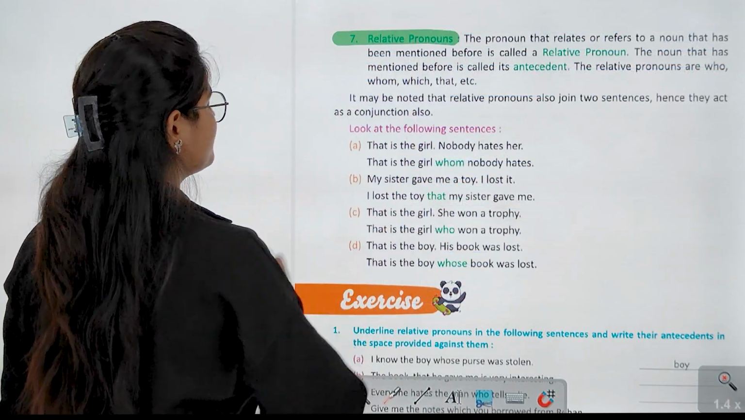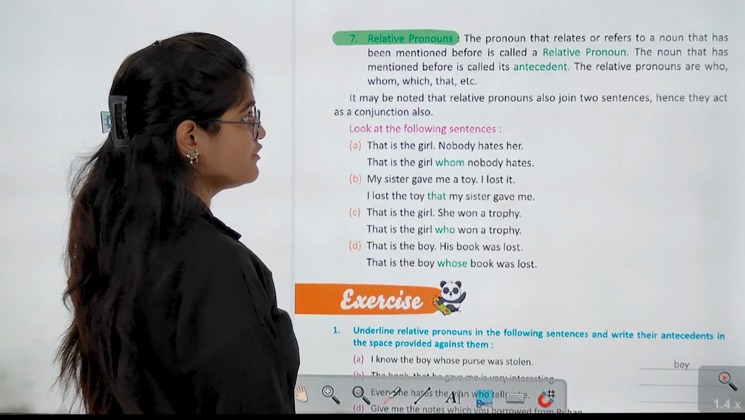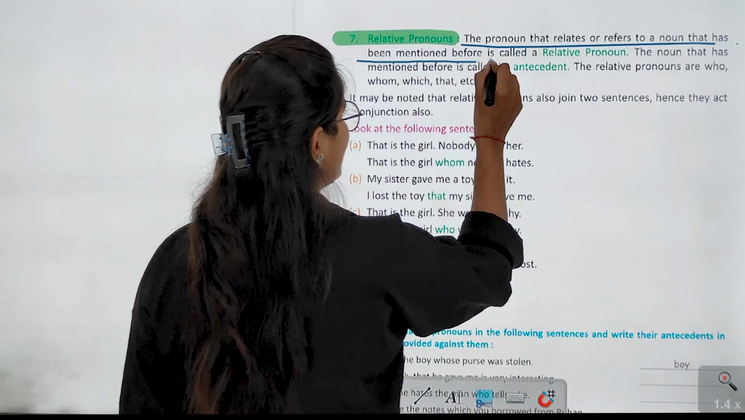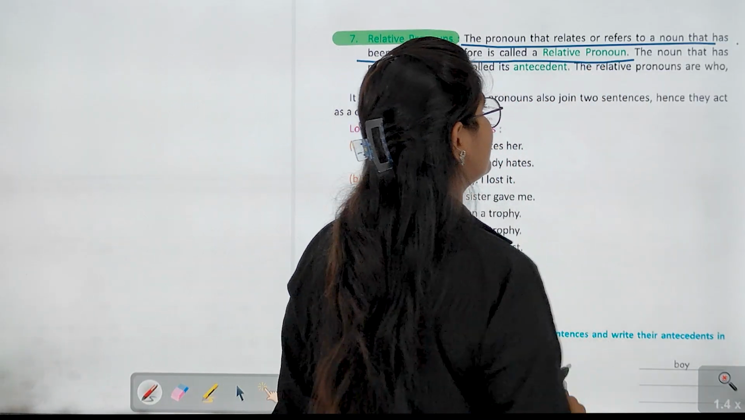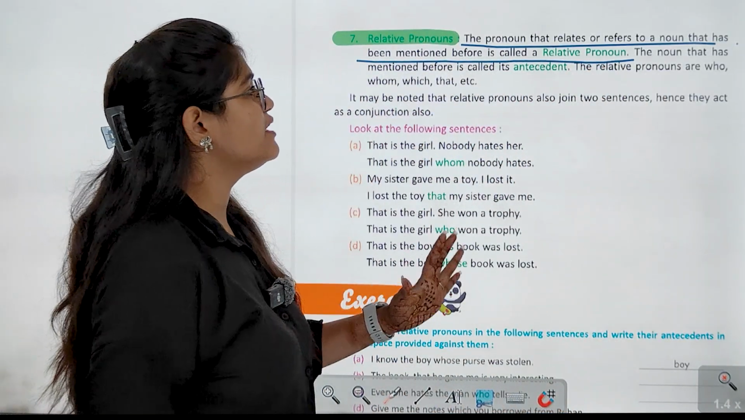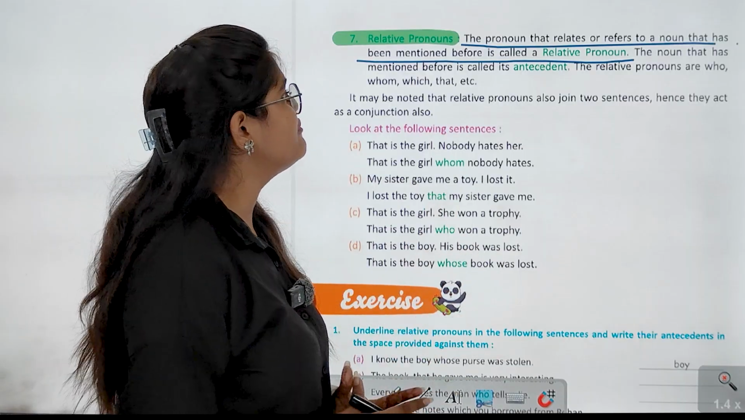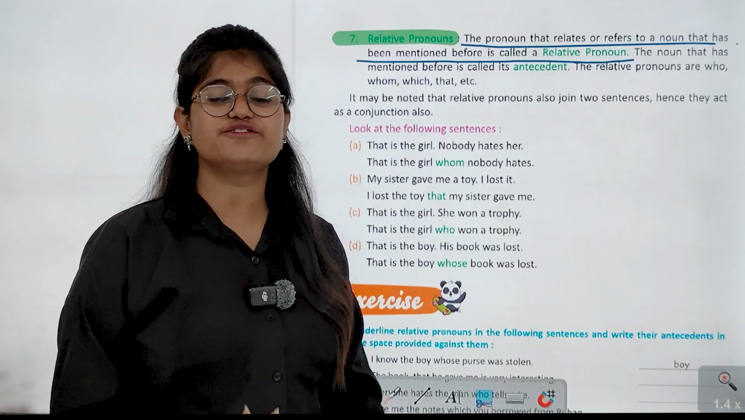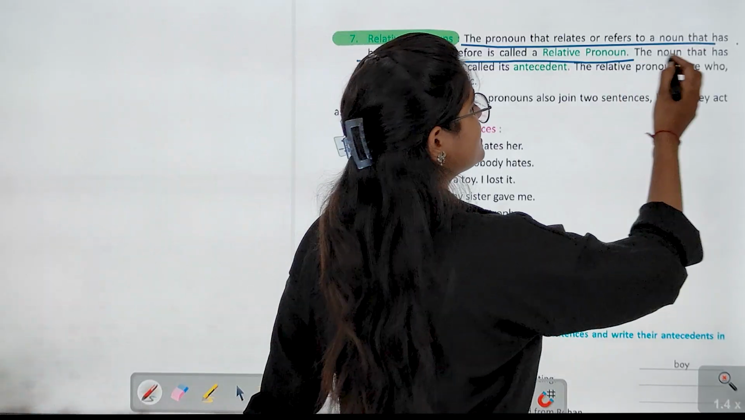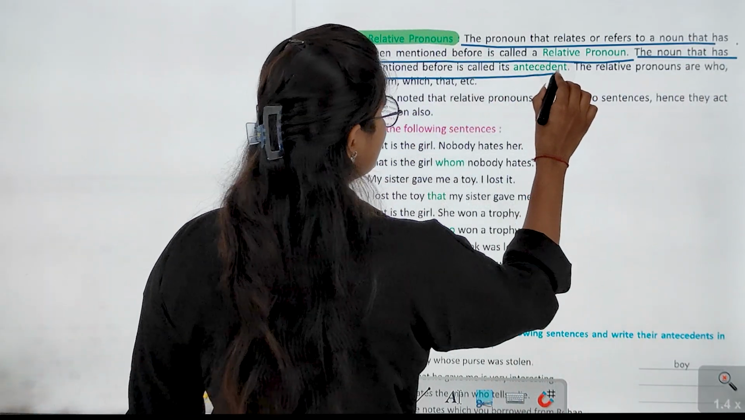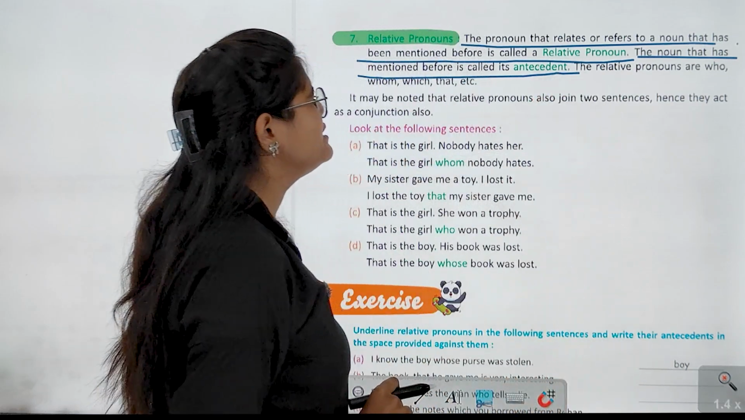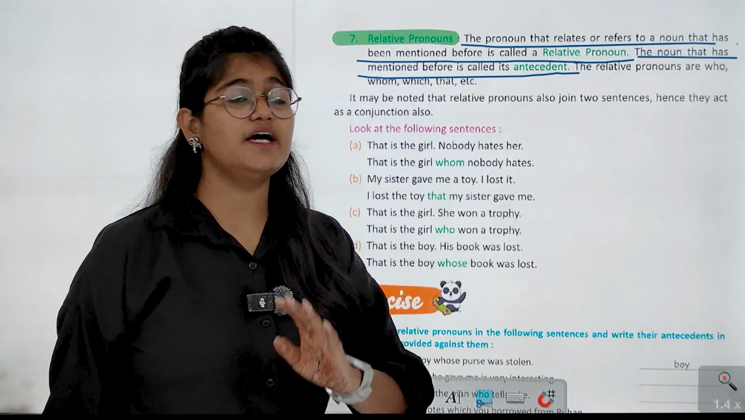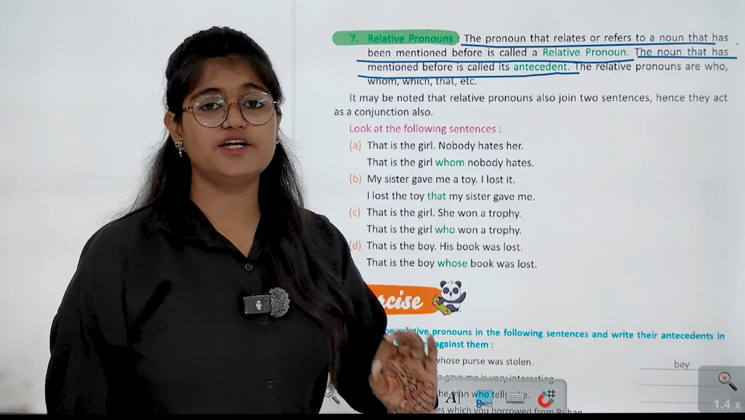Last we have relative pronouns. So now what are relative pronouns? The pronouns that relate or refer to a noun that has been mentioned before is called a relative pronoun. कि ऐसा प्रोनाउन जो रिलेट करता है या रेफर करता है ऐसे नाउन को जो कि हमने पहले मेंशन किया हुआ है उसे हम कहते हैं रिलेटिव प्रोनाउन. The noun that has been mentioned before is called its antecedent. कि जो नाउन पहले हम मेंशन कर चुके हैं उसको हम उसका antecedent बोलते हैं.